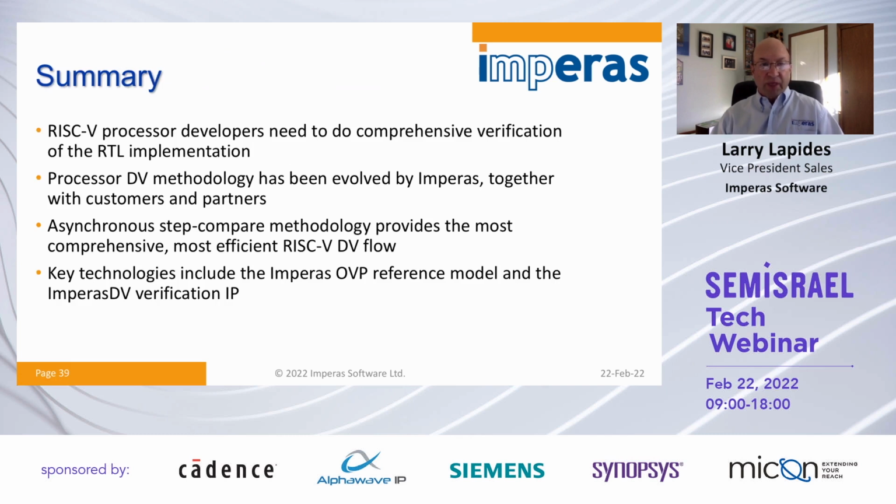In summary, RISC-V processor developers need to do comprehensive verification of the RTL implementation. Processor DV methodology has been evolved by Imperas together with our customers and partners. The asynchronous step-and-compare methodology provides the most comprehensive, most efficient RISC-V DV flow. The key technologies include the Imperas OVP reference model and the Imperas DV verification IP.